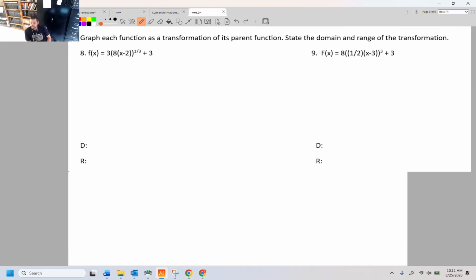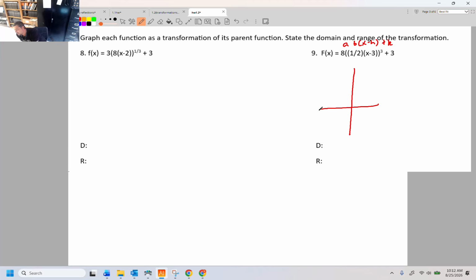All right, what do we got going on here? Graph each function as a transformation of its parent function, state the domain and the range. So it turns out that even though these have the full form with a, b, h, and k, and they are in that form, we have an a, we have a b, we have x minus h, we have plus k. You can always eliminate b. That's one of the cool things about b.